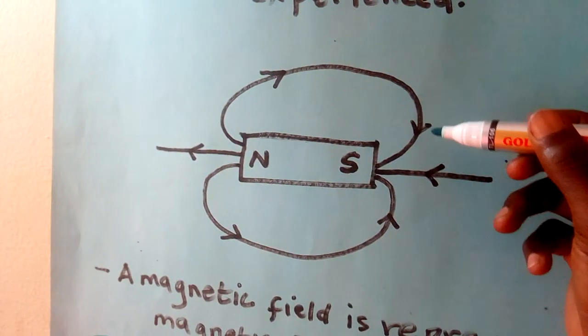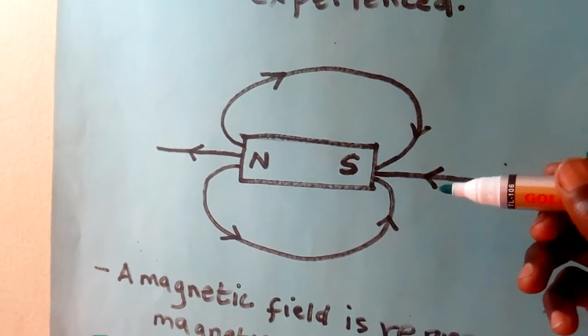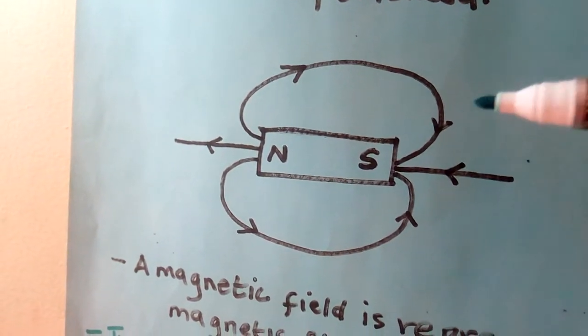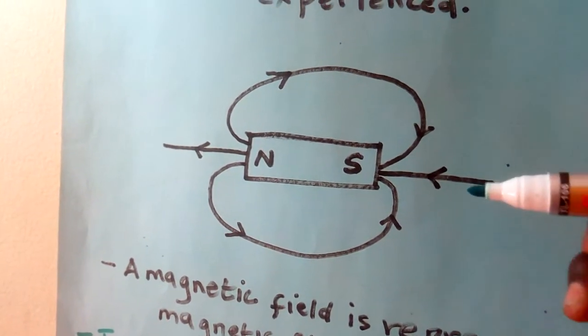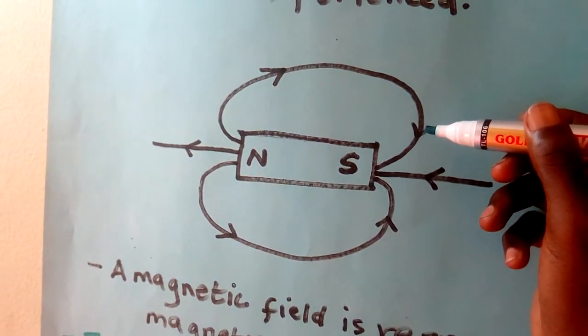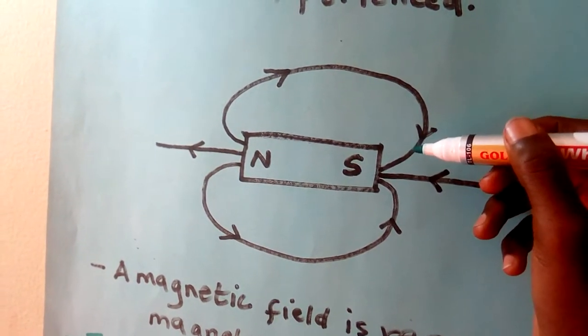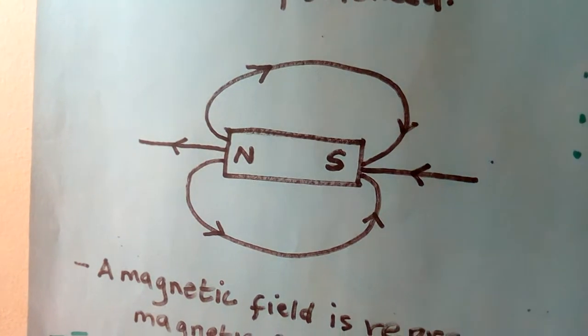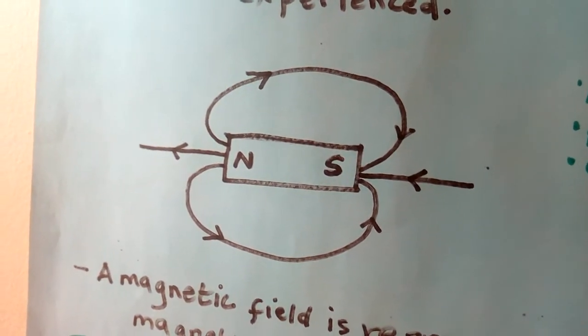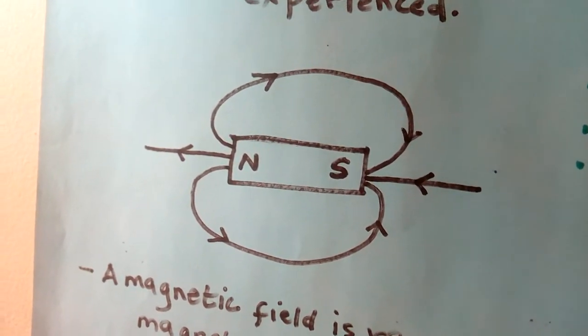Like now here, the arrows are there. And make sure that all the arrows are starting from north and they are going to south. Should one arrow change, like this one, instead of facing down it faces up, that means the diagram becomes wrong because the direction, the arrows, are wrong.